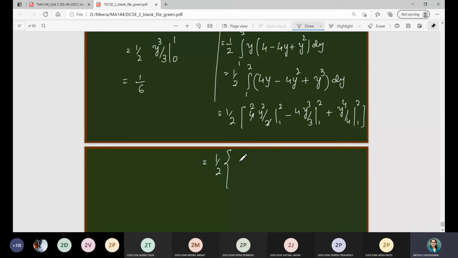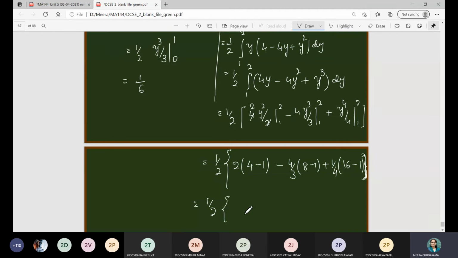So I will write this curly bracket. After that, 2 outside of this calculation, then it is y square. So 2 square minus 1 square minus 4 by 3, then y cube. So it is 2 cube minus 1 cube, that is this one, plus 1 by 4 quantity. 2 raised to 4 is 16 and 1 raised to 4 is just 1. So this curly bracket will be completed over here.